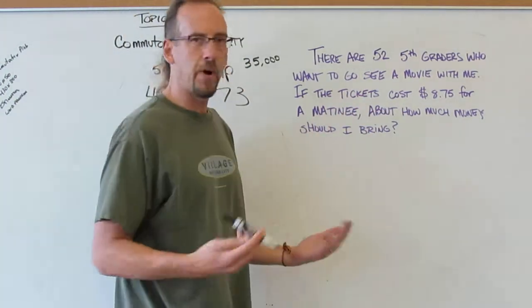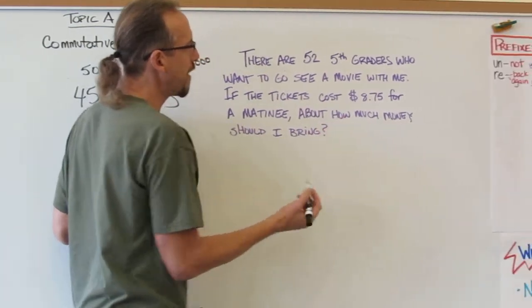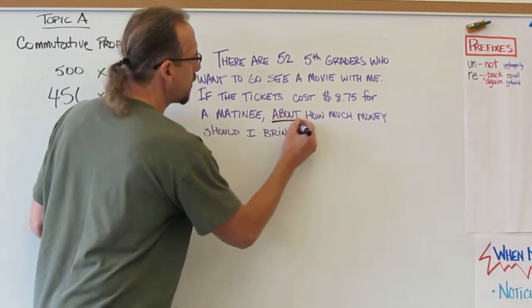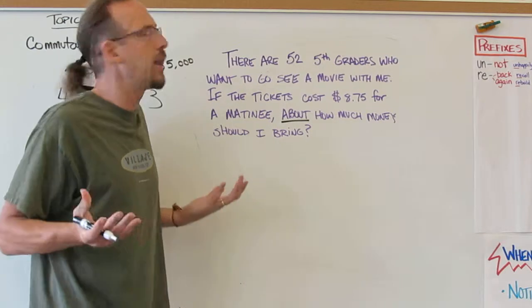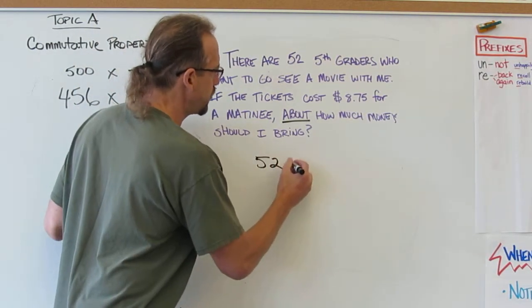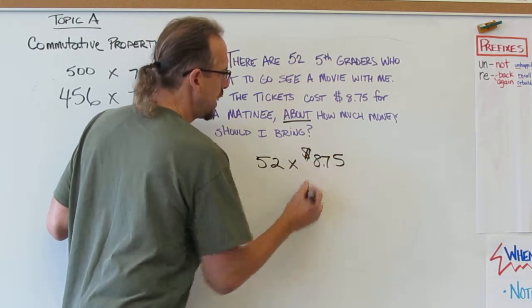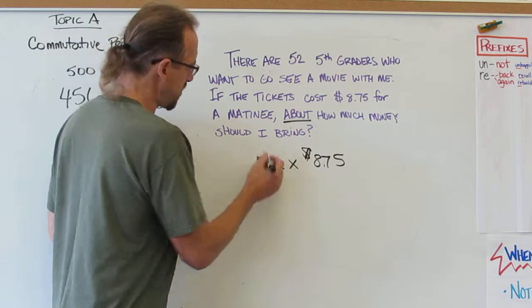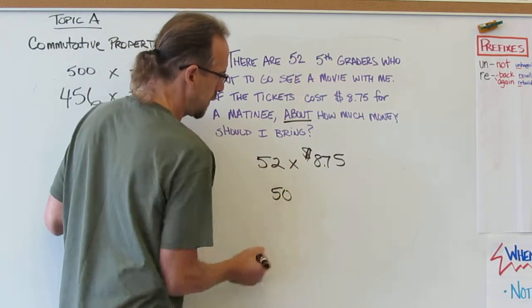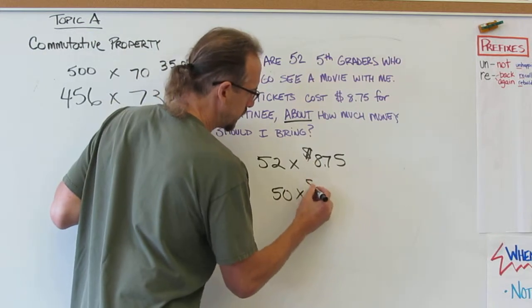And we're going to solve these problems then. We're going to read these problems and say, oh, okay, well, I got to figure out about how much money I want. I'm going to listen to that word about. It's telling me all I really need is an estimate. And I'm going to take that problem and say 52 times $8.75. And I'm going to estimate this to be, well, that's about 50. And I'm going to multiply by $9.